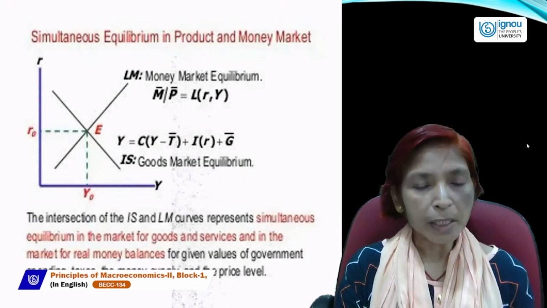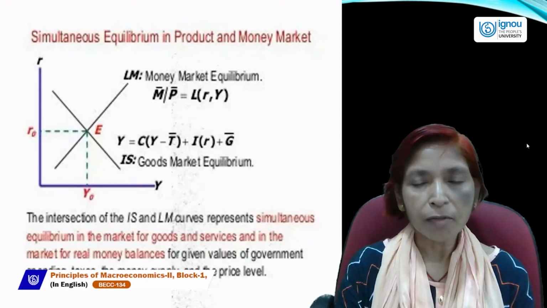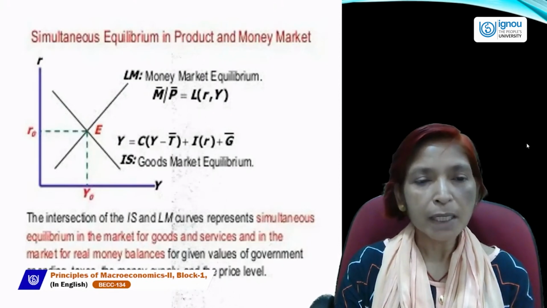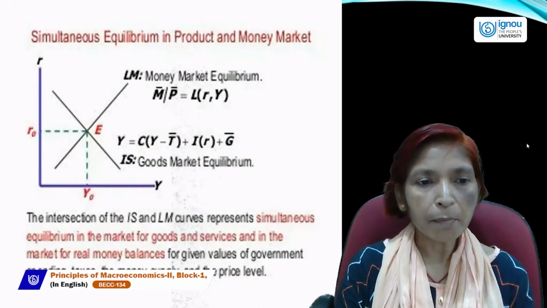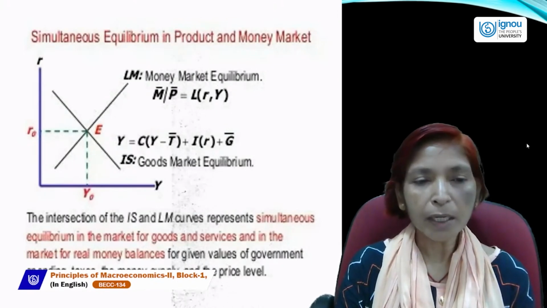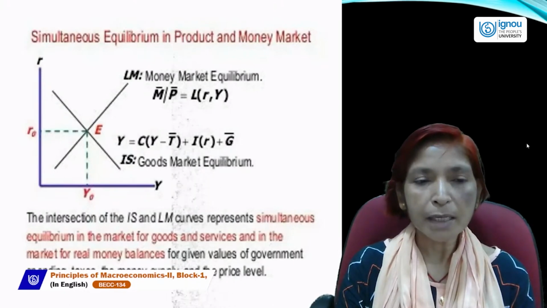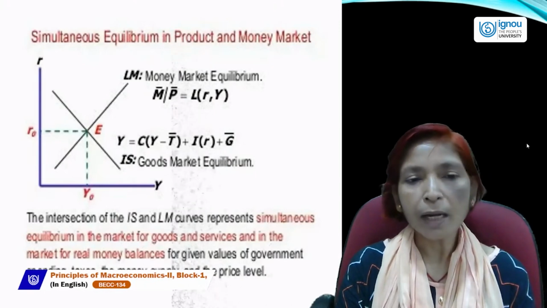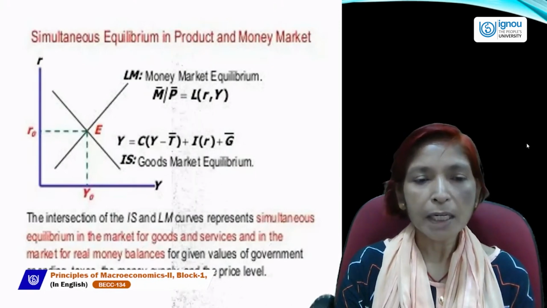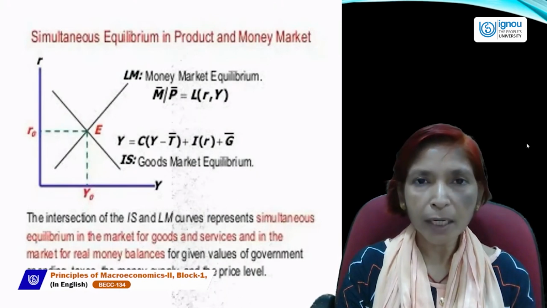So LM is the money market equilibrium and IS shows goods market equilibrium. The equation of LM is money supply, which we can write in this form: M bar upon P bar. M bar is real money supply or real money balances divided by P bar, the constant price level, equals L(R, Y). L is liquidity preference or money demand.